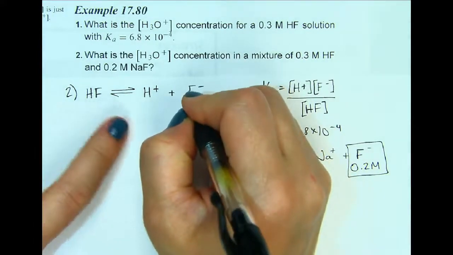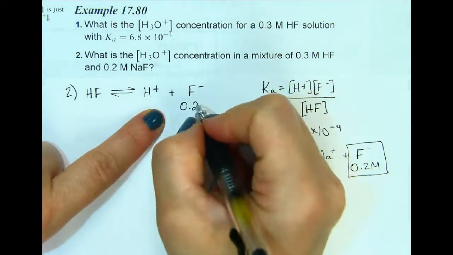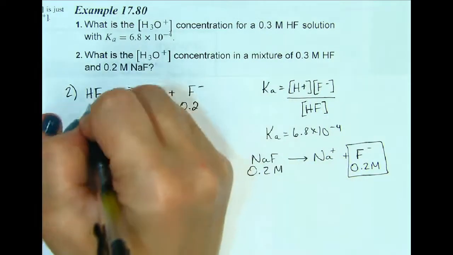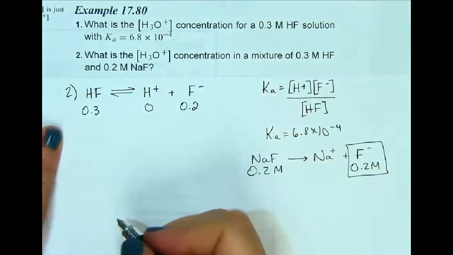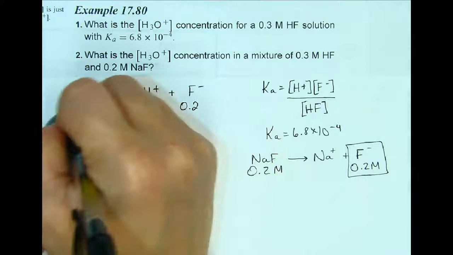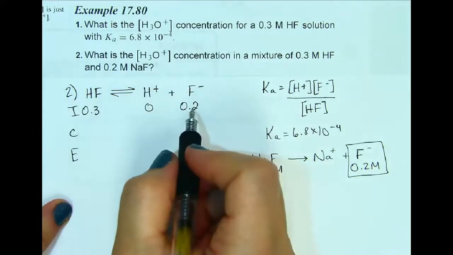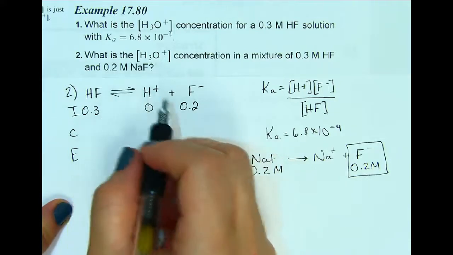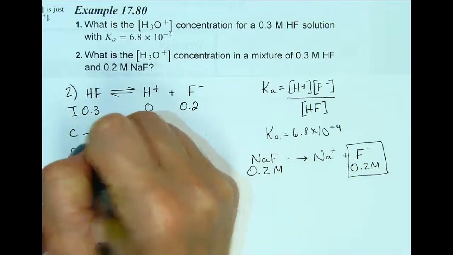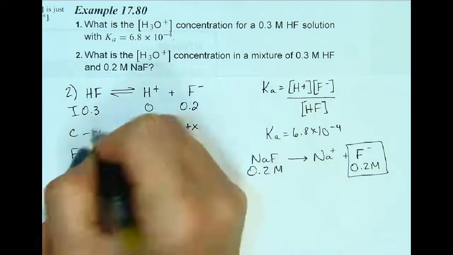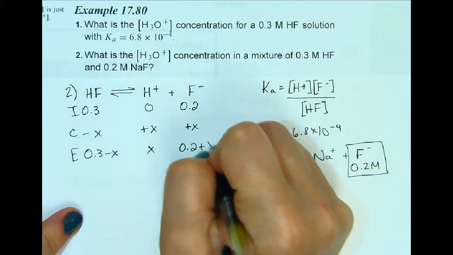So that's going to give me a starting concentration of 0.2 molar fluoride. I'm starting with 0.3 molar hydrofluoric acid, and we have 0 hydrogen ion to start. So here's my ICE table, and those are my initial concentrations. Adding this salt just adds the initial concentration of this ion. We still have minus x, plus x, plus x: 0.3 minus x, x, 0.2 plus x.